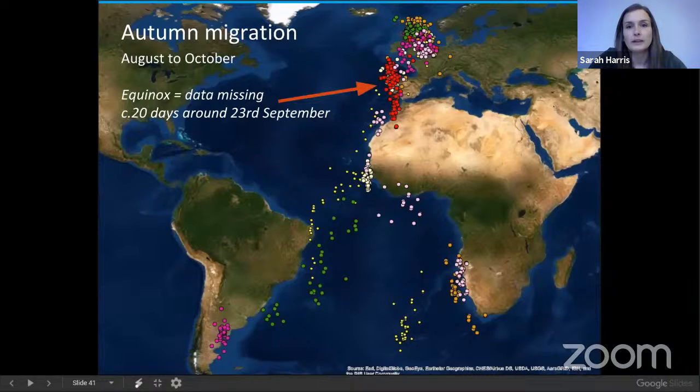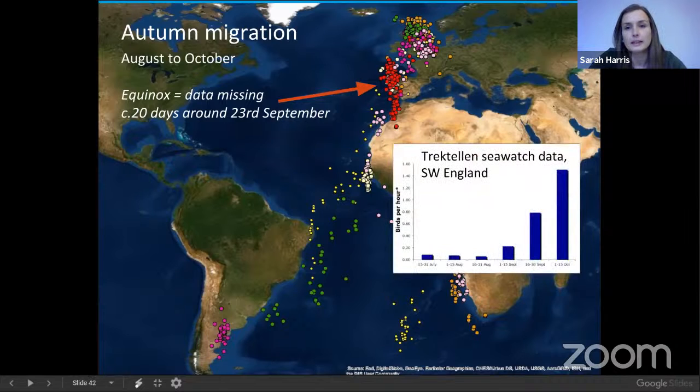So if we look at autumn migration, we've got birds travelling down, seeming to hug the coast and going down to their wintering grounds. Around mid-September there's the equinox, so the data gets a bit messed up, so just ignore those red dots there. And then this ties in quite nicely with some Sea-Watch data from Cornwall, which shows that as the birds that were tagged head south, the Sea-Watchers are seeing some higher counts off the coast of Cornwall. So that's quite nice to tie those two together.